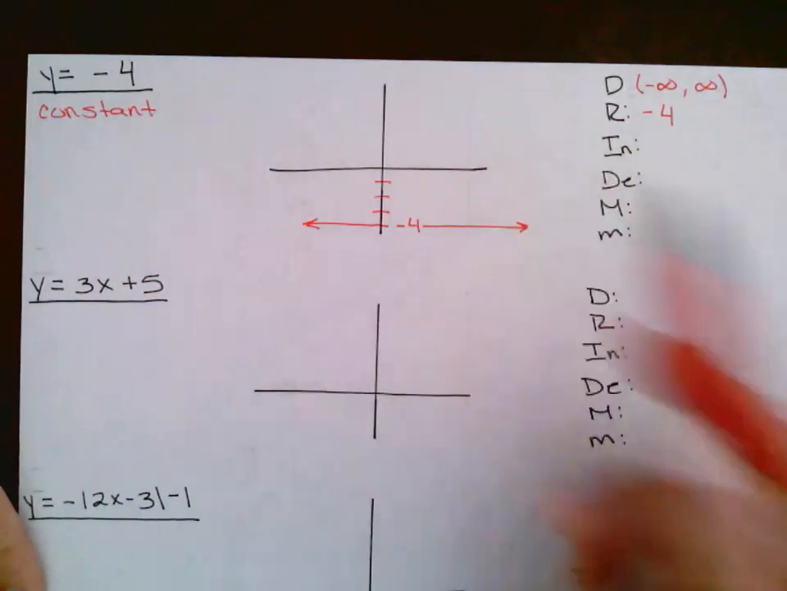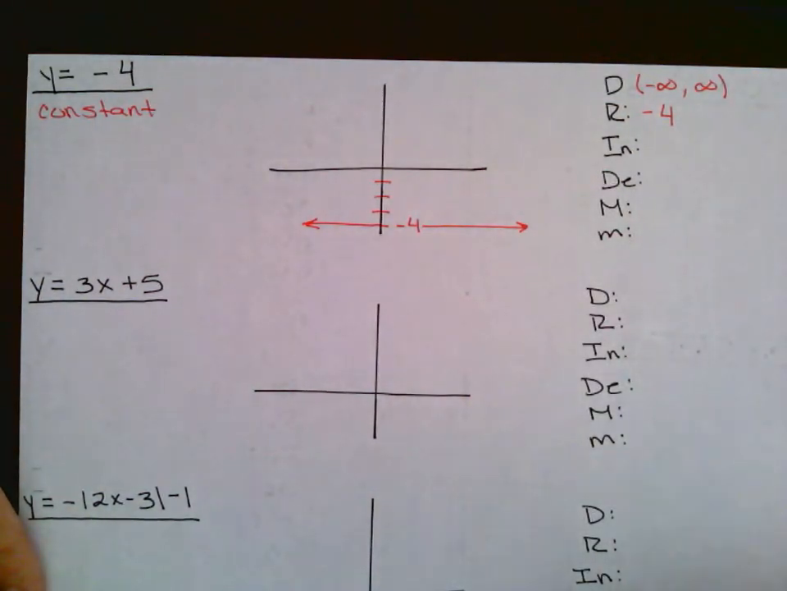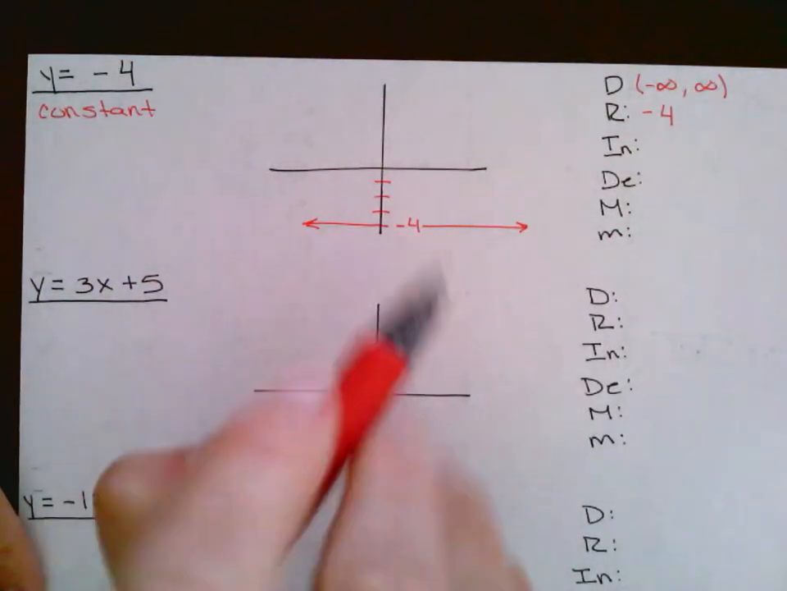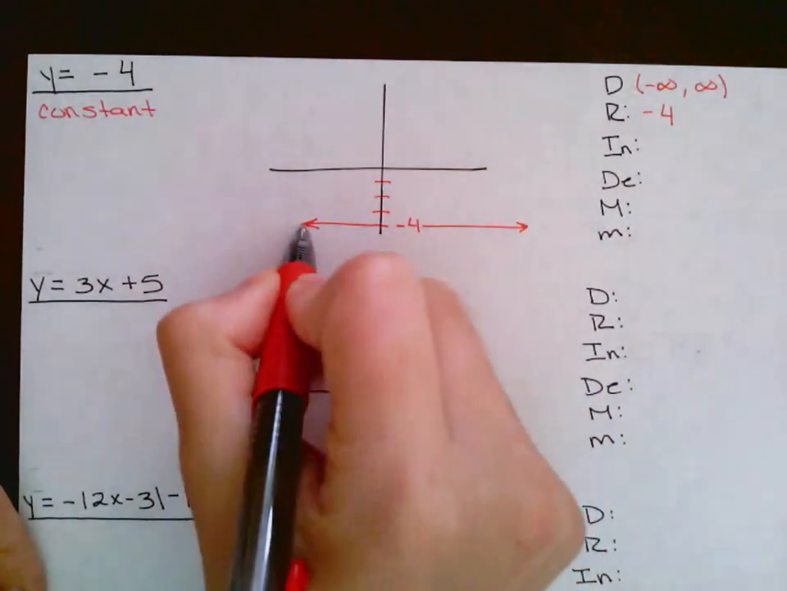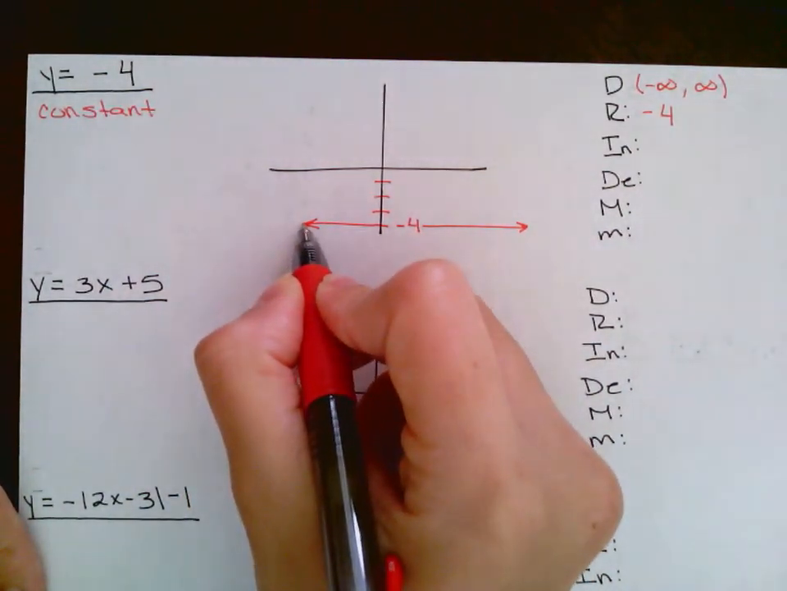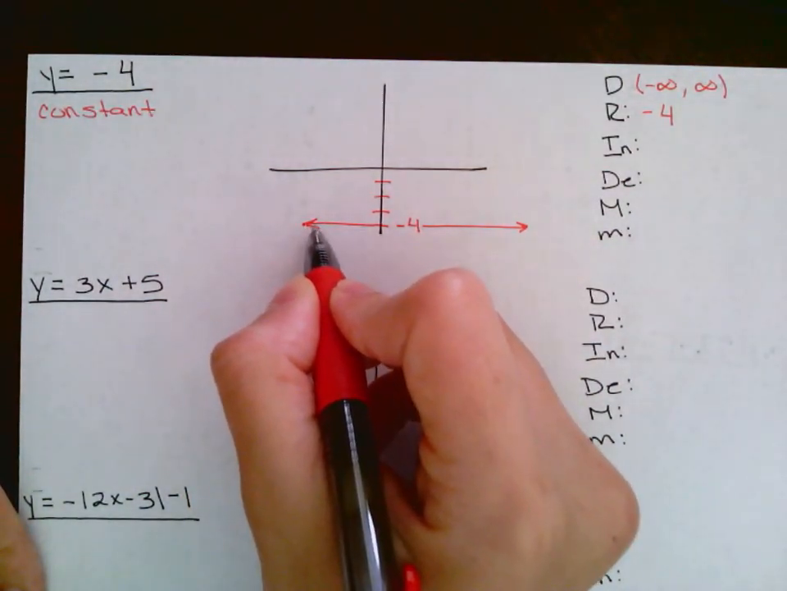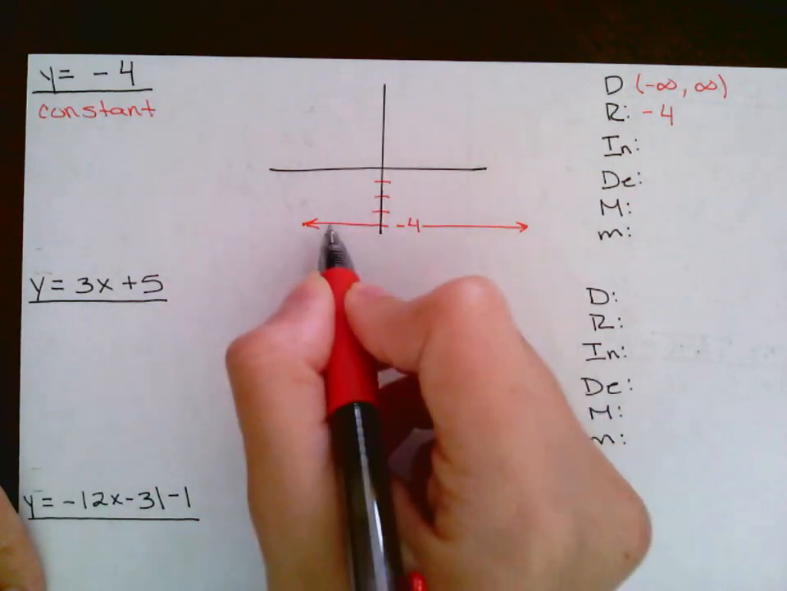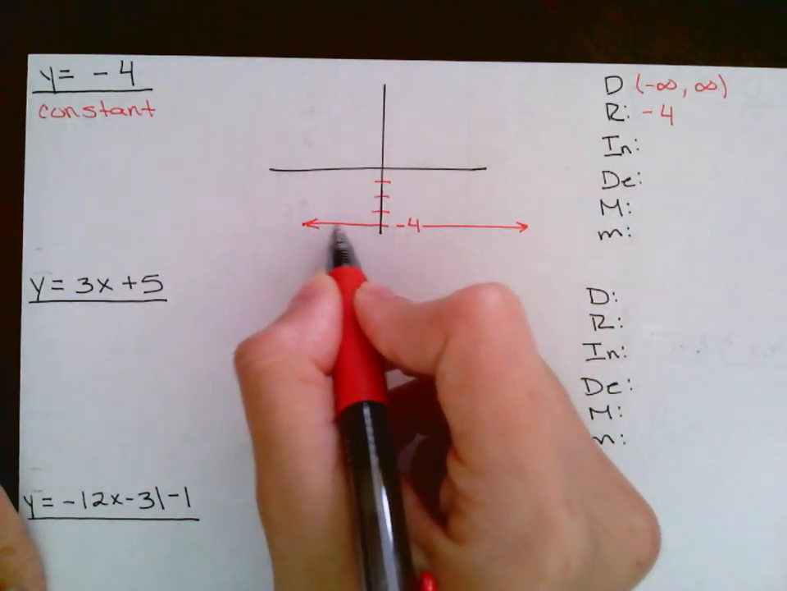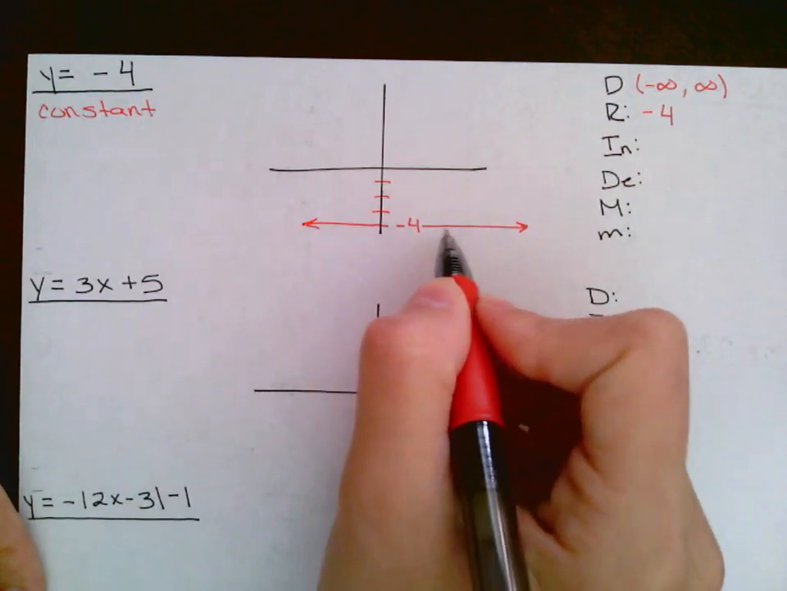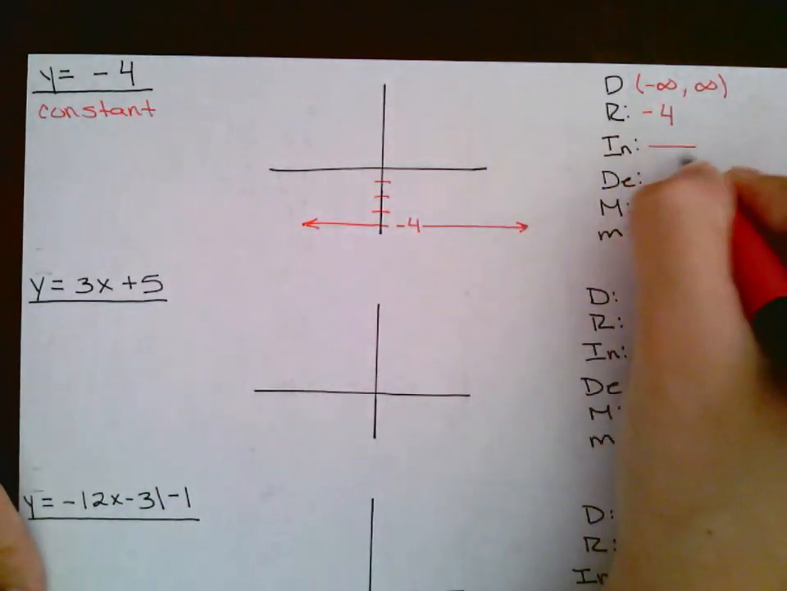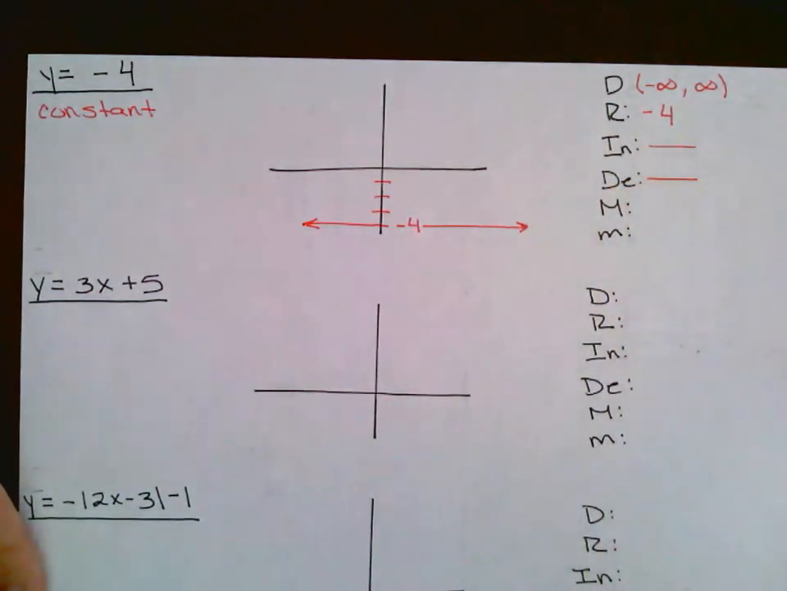Now, for increasing and decreasing, I want you to put your pencil, I'm working in pen for the sake of the video, at the furthest left point of the graph. And as you move your pen towards the right, ask yourself, am I going up, down, or am I going straight? Well, this function is a constant. I'm always going straight. So I am neither increasing nor decreasing. Okay, so you could just put a slash, or you could put none or NA, not applicable.